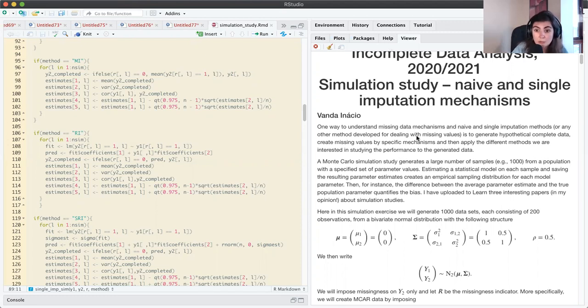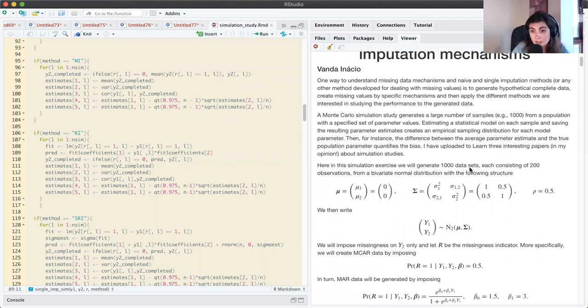Our context is the following: we will generate 1000 datasets, and each dataset has 200 observations, and data will be simulated from a bivariate normal distribution with the following structure. For the vector of means, we consider 0 for both means, and for the variance covariance matrix, the variances are 1 for y1 and y2, and the covariance is 0.5, and this implies that the correlation between y1 and y2 is also 0.5.